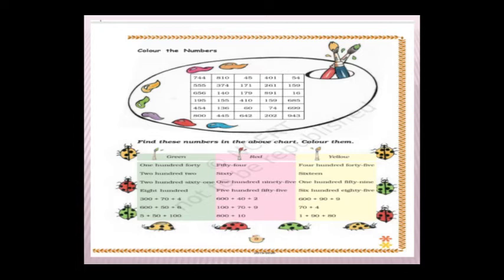For example, if you get 140, you have to color this number 140 with green. Like that only, if you get 54 here, you have to color it with red. Like that, in this chart you have to look and color the numbers.